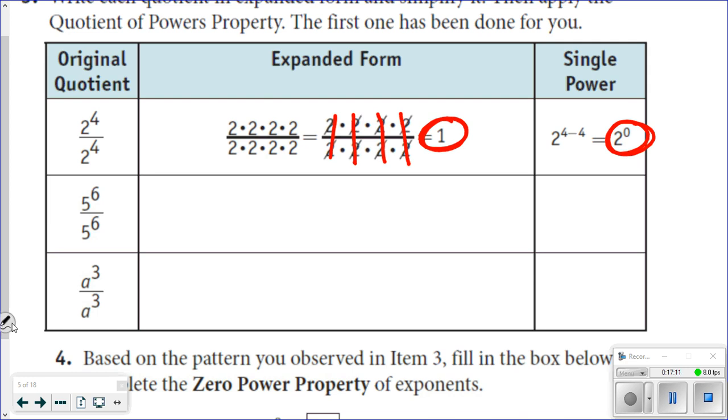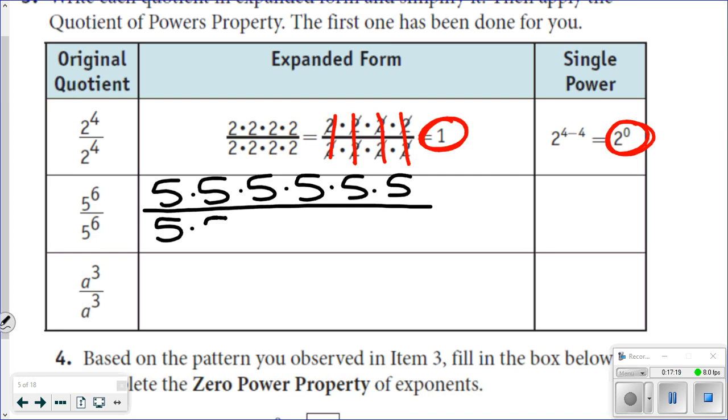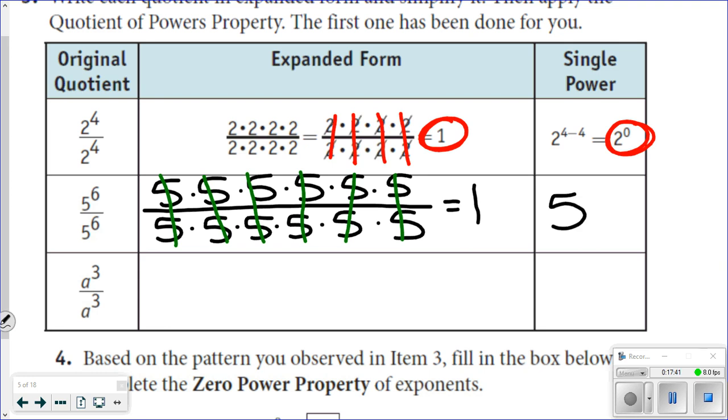All right, let's write out the 5s. There's 6 of them. And hopefully we're going to start seeing a pattern here. So 5 divided by 5 is 1, 1, 1. They all cancel each other out. So we're left with 1. But then think, what is 5? And then 6 minus 6 gives us 0. Go ahead and do the A's.